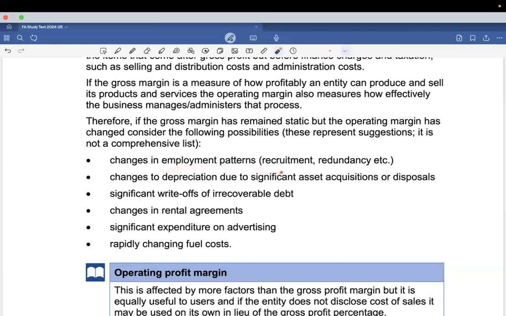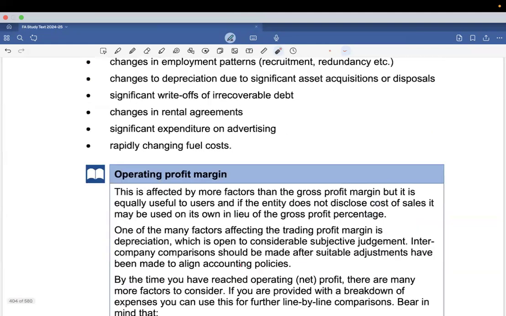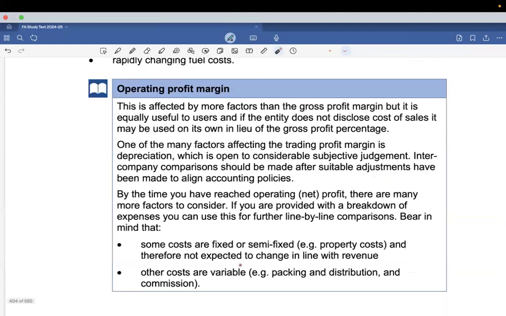So when there is a change in operating profit margin ratio, you can understand that maybe the employment pattern has changed. There has been additional recruitment, or people are going away from the company, a staff turnover. Or it could be due to depreciation changes, additional acquisitions or disposals of assets, the writing off of irrecoverable debt, additional rental agreements, expenditure on advertisement, or fuel related prices. So all this contributes to operating profit margin change.